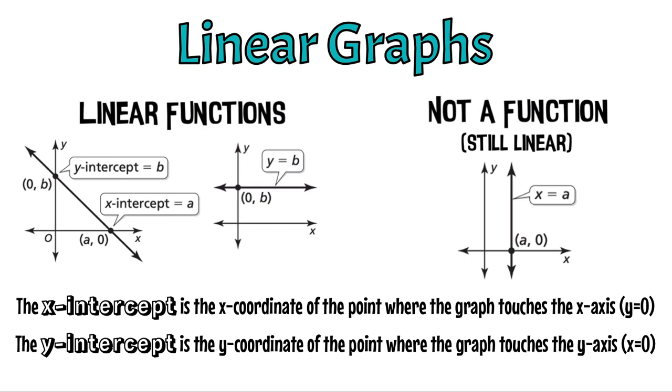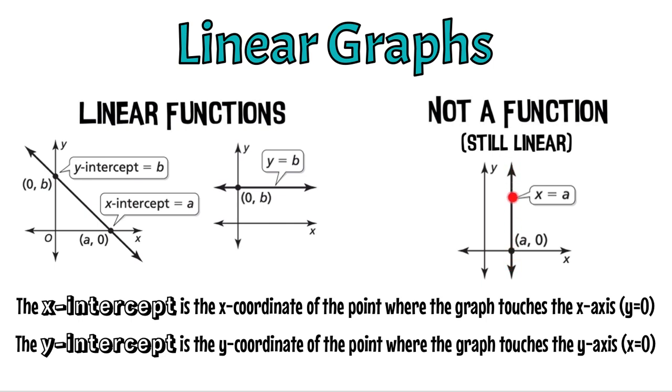The x-intercept is the x-coordinate of the point where the graph touches the x-axis. So this is the x-axis. Our x-coordinate is right here. So this value of a is the x-intercept. And then here we have our horizontal line. This line does not touch the x-axis anywhere, so there is no x-intercept.